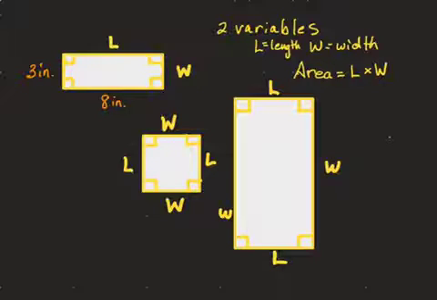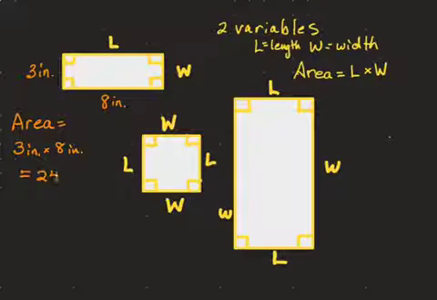Let's start with a width of 3 inches, a length of 8 inches on this rectangle. So the area would be equal to 3 inches times 8 inches. So when we do that multiplication, we get 24, but we no longer just have linear inches. We actually have inches squared. Let's look a little more closely at what that means.